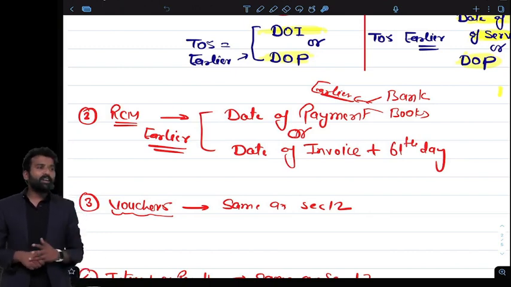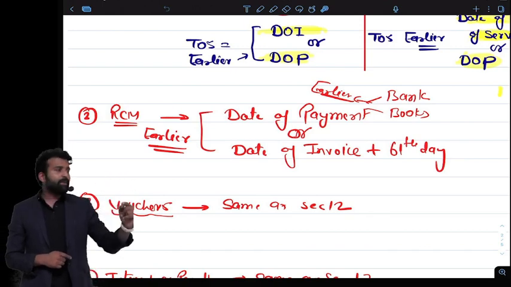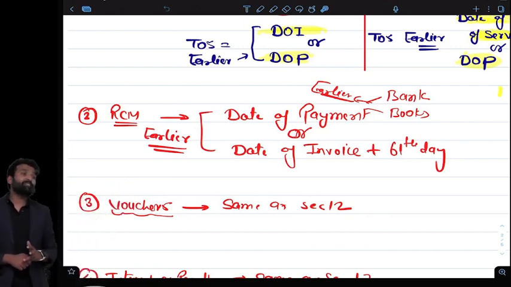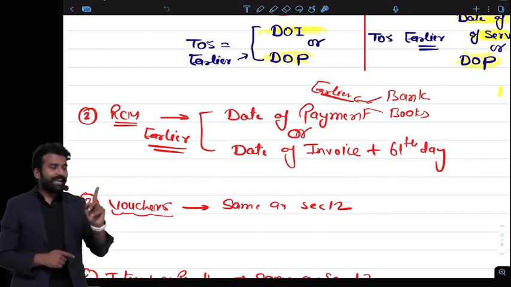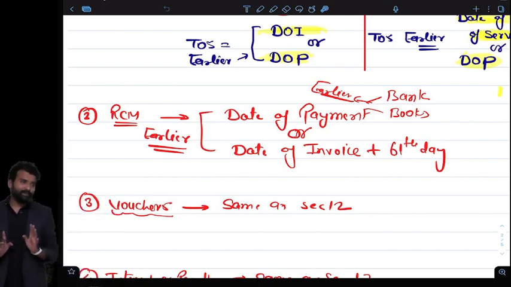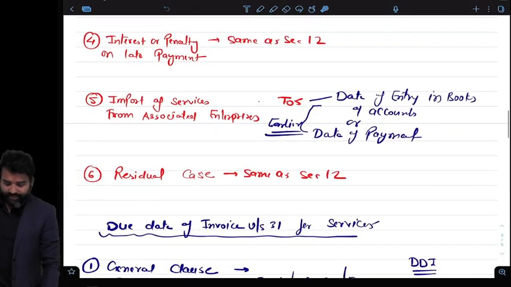So I cannot write down date of receipt of goods. So date of receipt of goods is not here, but date of payment or date of invoice plus 61 days. So basically 61 days from the date of invoice. That is the difference between 12 and 13. Okay. There is one more interesting case in section 13.